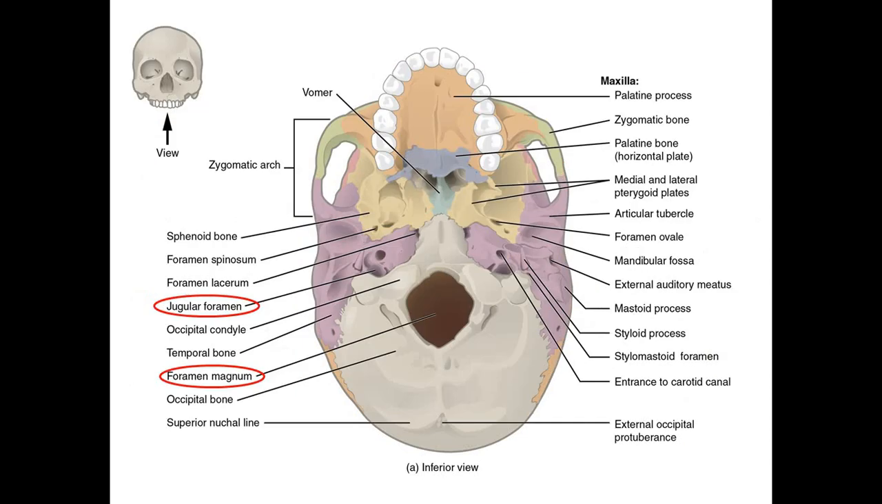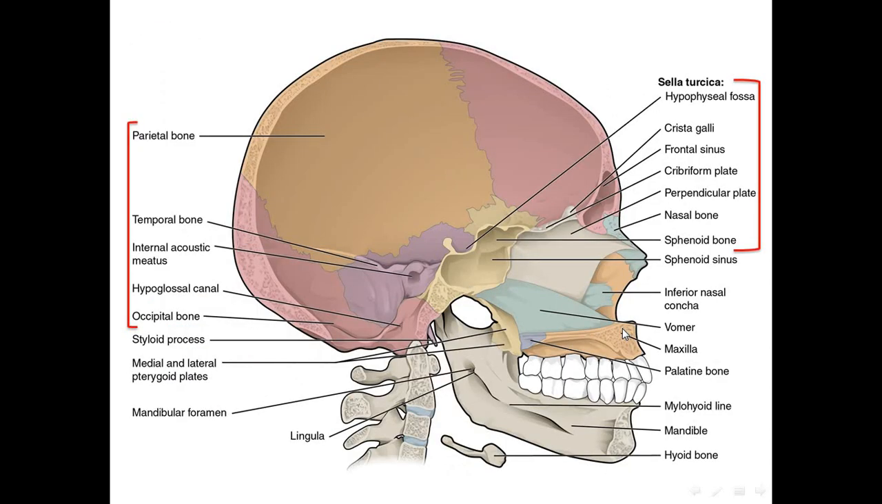Here we have a look at the inferior view of the skull base. So this is the foramen magnum, and this is the opening for the jugular foramen. This is a lateral view of our skull. So let's review what we have learned about the structures of the calvarium and skull base.